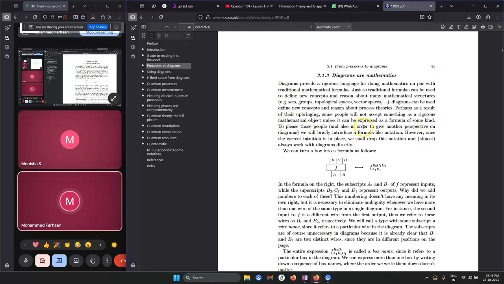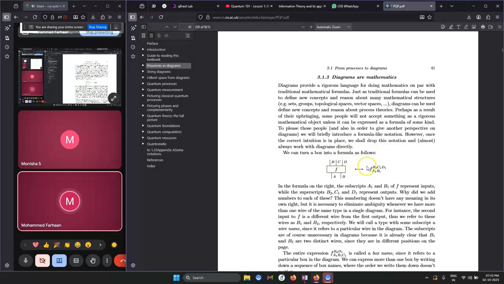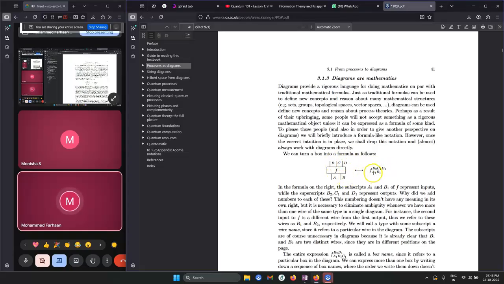To please those people, and in order to give another perspective on diagrams, we will briefly introduce a formula-like notation. However, once the correct intuition is in place, we shall drop this notation and almost always work with diagrams directly. So we can turn a box of formulas into this. So you have F over here, and F is your process. And all the inputs in the order that they're given are listed out here. And all the outputs are listed on the top. All the inputs are listed at the bottom.